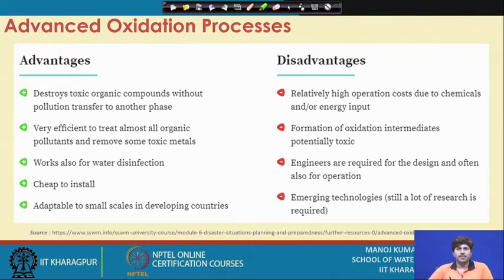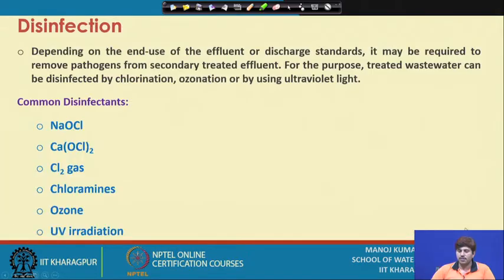They are easy to install, and they are applicable to small scale systems quite well. So, these are the advantages. On the disadvantages front, they have relatively high operation cost due to chemical or energy inputs needed. The formation of oxidation intermediates could be potentially toxic, but if we advance the process, they can be degraded, decomposed. So, that is not a big issue that way. And skilled operation and maintenance is needed, and this is an emerging technology. So, a lot of research is still on to see how things are actually happening.